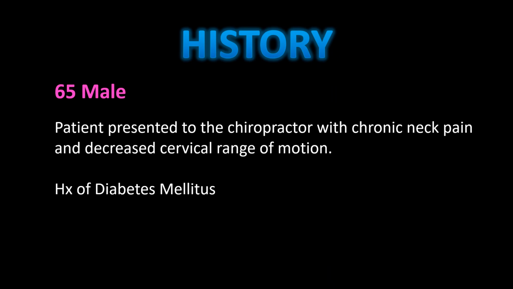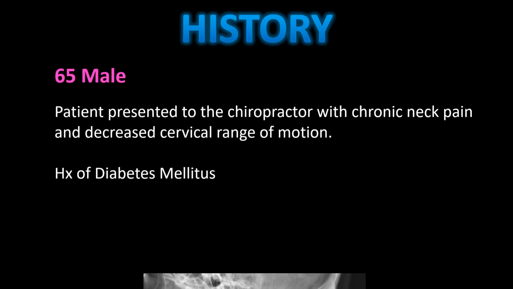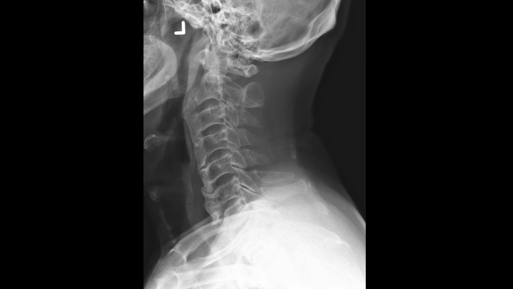Case number 8. Some history on this patient. This is a 65-year-old male who presented to the chiropractor's office with chronic neck pain and decreased cervical range of motion. The patient also has a history of diabetes mellitus. And here is a lateral view of the patient's cervical spine. The frontal view was of little diagnostic value, so I excluded that. And we'll zoom in to the most pertinent radiographic finding here.